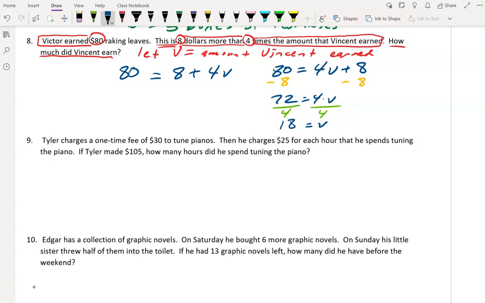So V equals $18. Vincent only earned $18. That's not very much, but that's what he earned. Because if we say 4 times 18 is 72, we add $8 to that, that's 80, and that's how much Victor earned. So we're good to go.